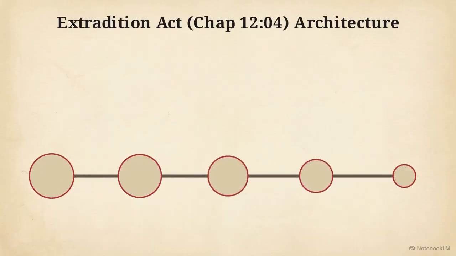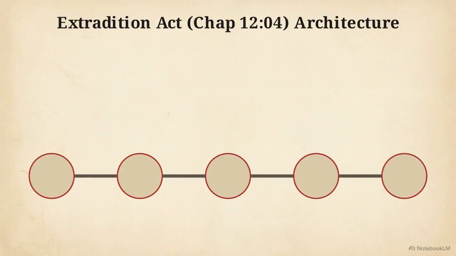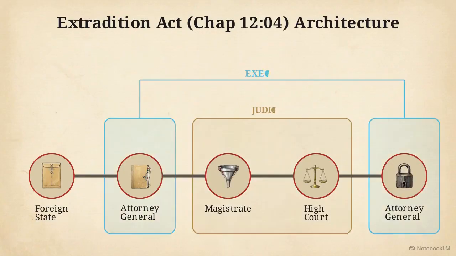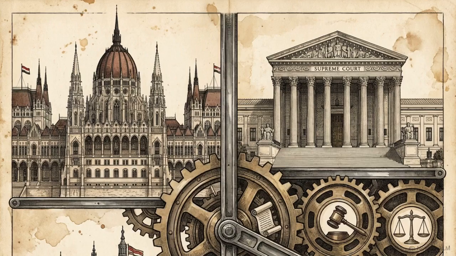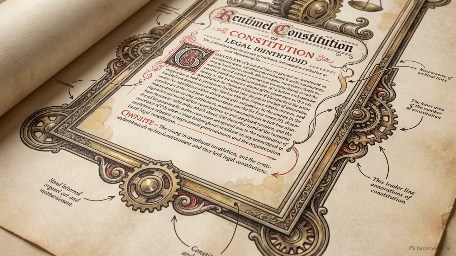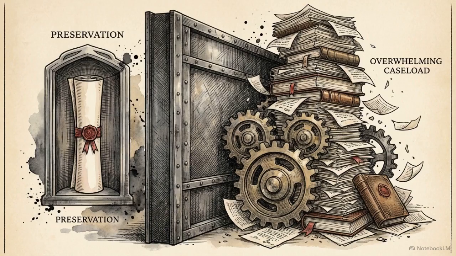To understand where these cases are legally won or lost, we have to track the process through these specific nodes, from the foreign state to the Attorney General, down to the magistrate, up to the High Court, and finally back to the Attorney General. At each point, jurisdiction is handed over, enforcing a strict division of labor between the executive and judicial branches. No single entity holds absolute power over the fugitive. This procedural rigidity is a deliberate feature. It serves as the only mechanism capable of protecting local constitutional liberties against the overwhelming weight of a foreign government's request.